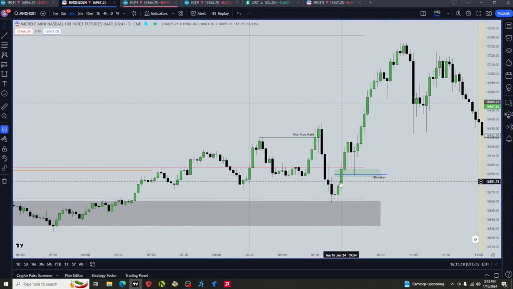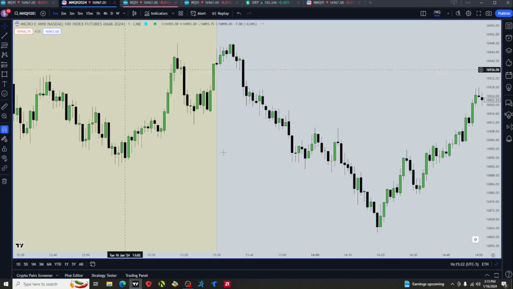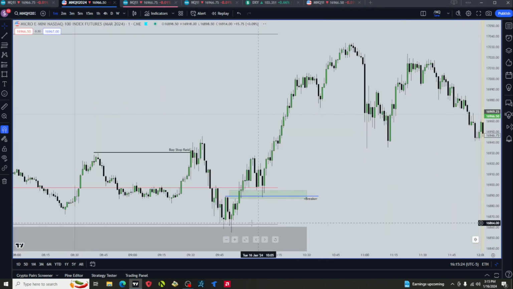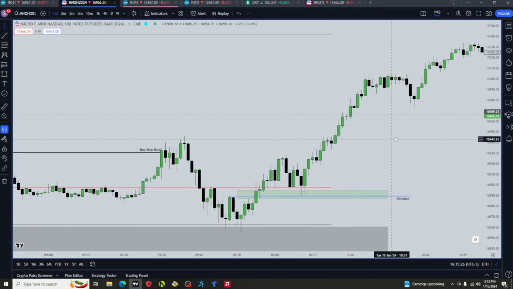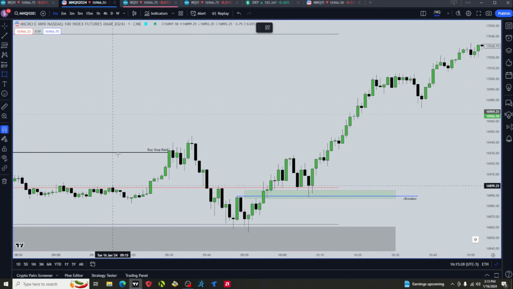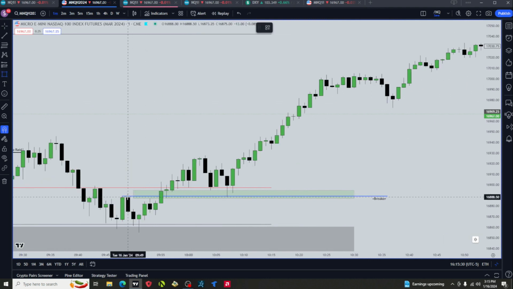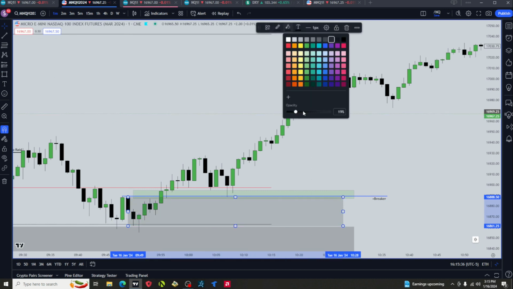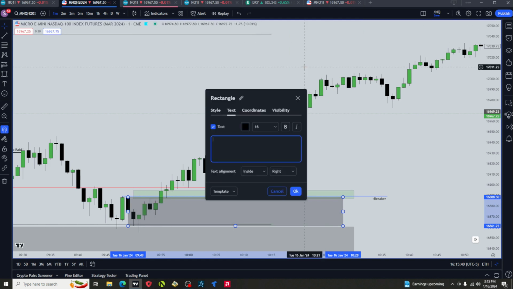Now that we have all these PD arrays lining up for us, we go down to a 1 minute to find our best entry. And when I go down to a 1 minute, I see, okay, we have another bullish order block right here. Mark this out.